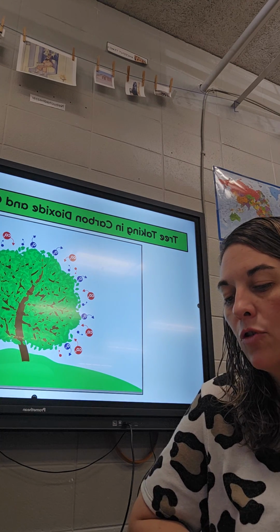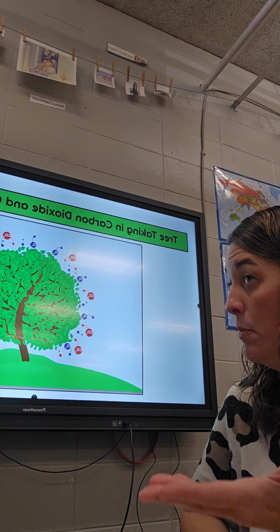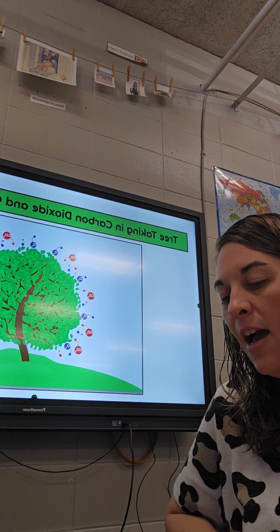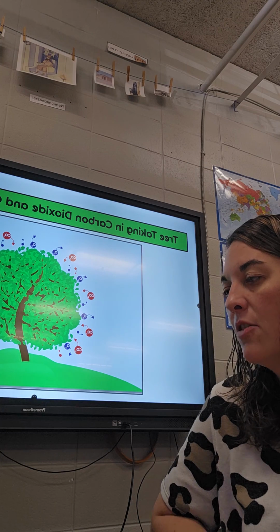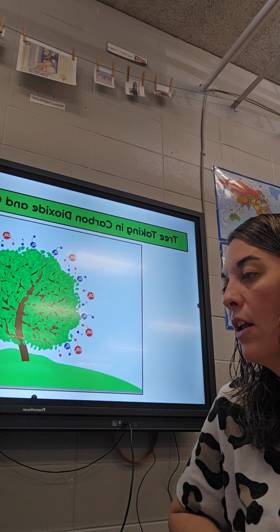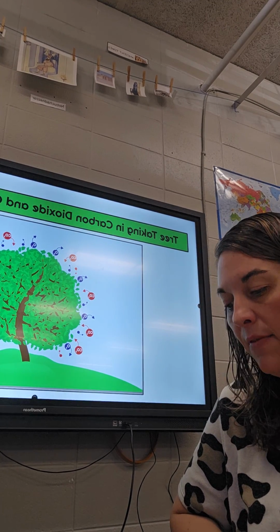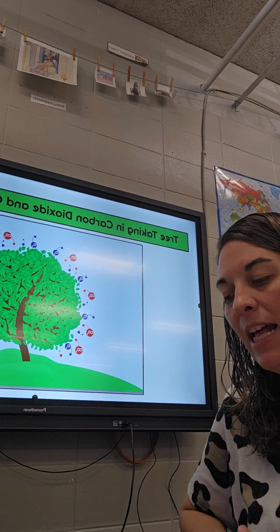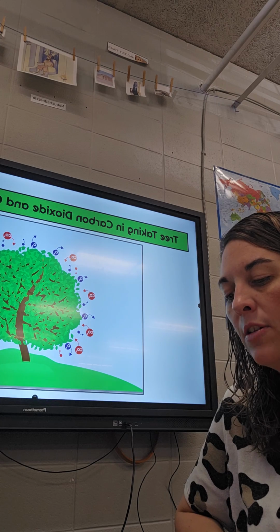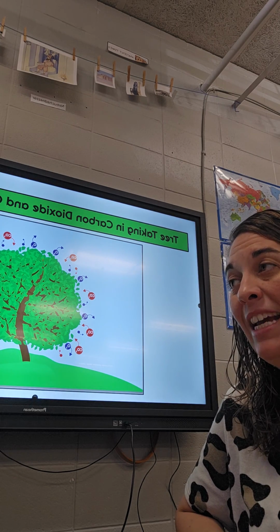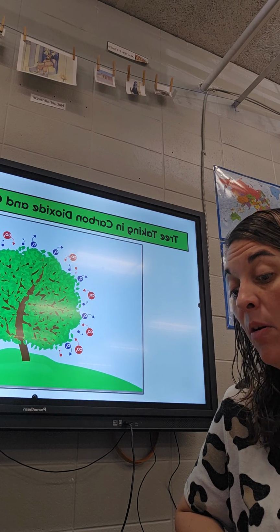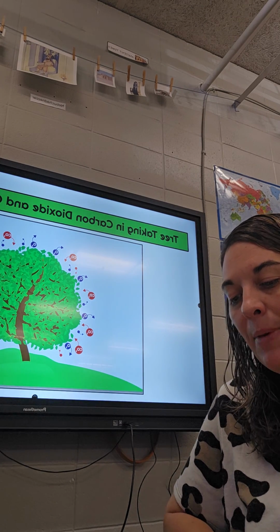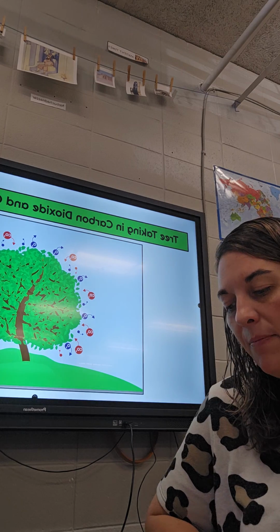For example, trees provide us with oxygen to breathe. Trees also take in carbon dioxide through their leaves. So how do they take it in? Through their leaves. Carbon dioxide is a greenhouse gas, meaning that if too much of it builds up in the Earth's atmosphere, our planet will heat up. We don't want that. Therefore, trees help to manage Earth's climate and keep it livable for us.